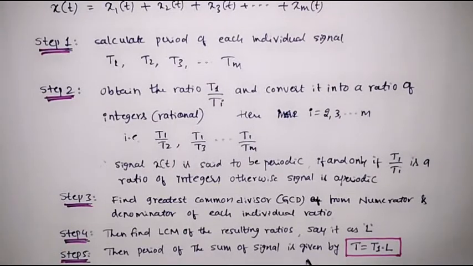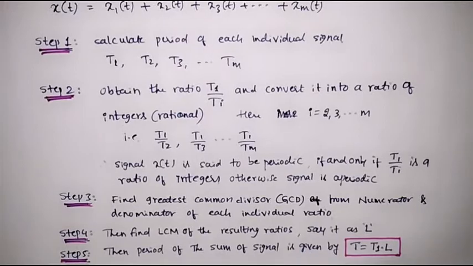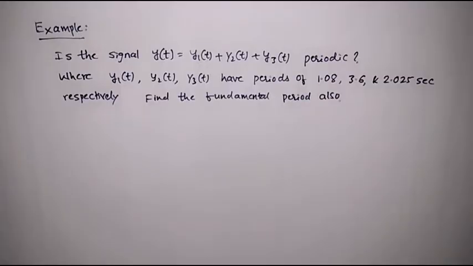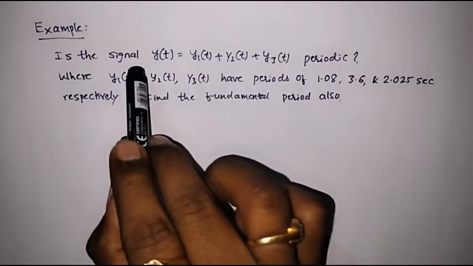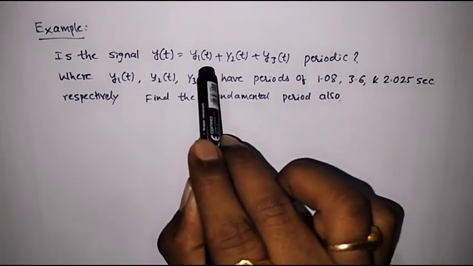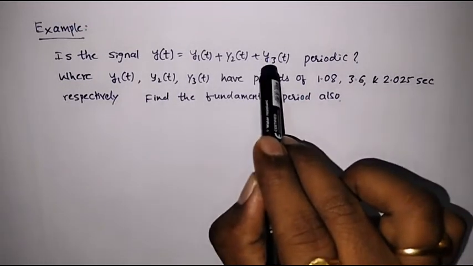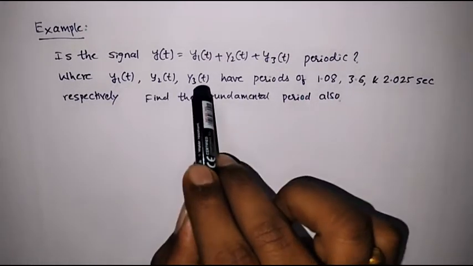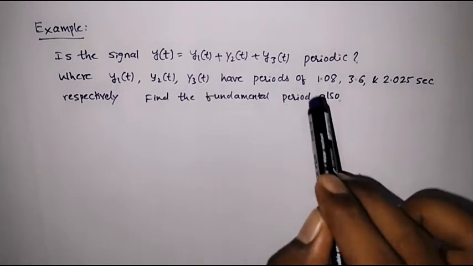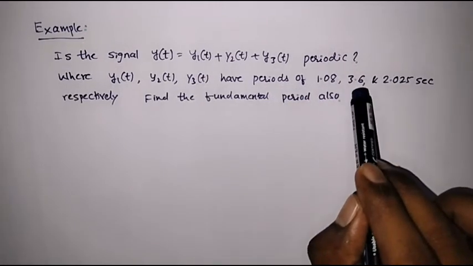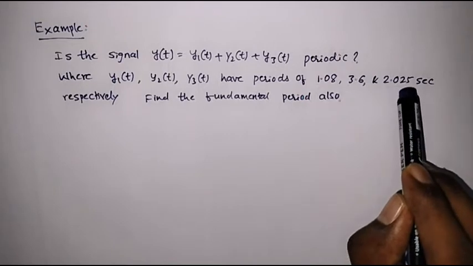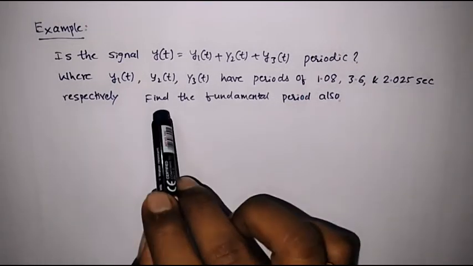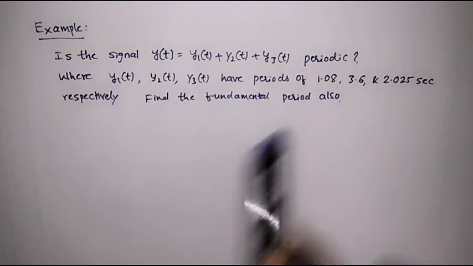Now let's consider one example to find the periodicity of a signal which is a sum of periodic signals. Is the signal y of t equal to y1 of t plus y2 of t plus y3 of t periodic, where y1 of t, y2 of t, y3 of t have periods of 1.08 seconds, 3.6 seconds and 2.025 seconds respectively? Find the fundamental period also.